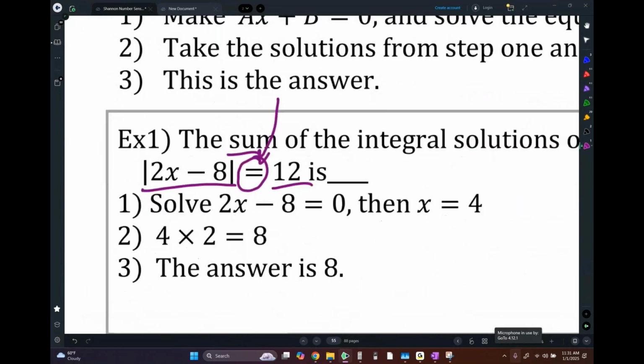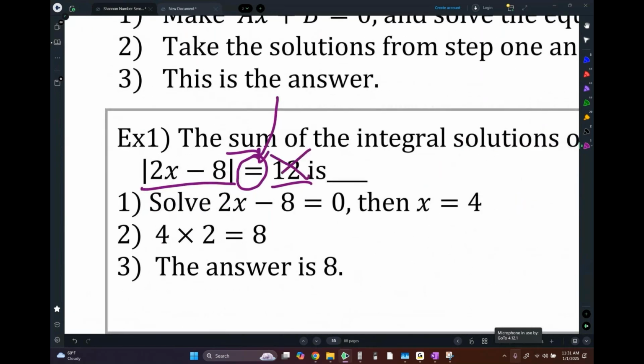It's actually quite easy. The first thing you're going to do is ignore that. You're going to look at 2x minus 8. You're going to make it equal to 0, and you're going to solve that problem.